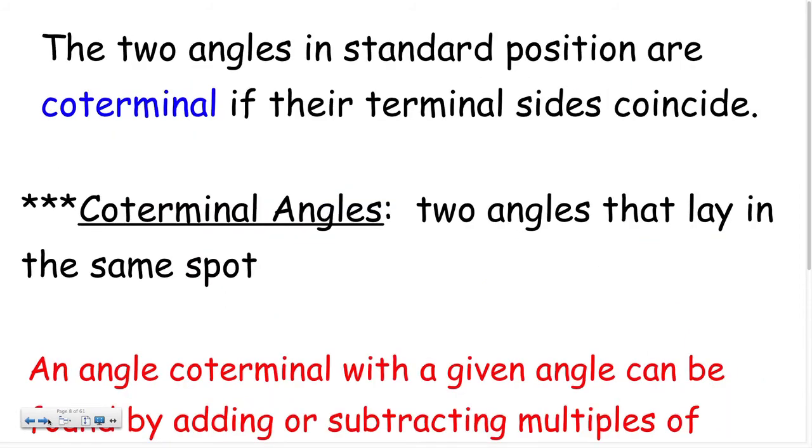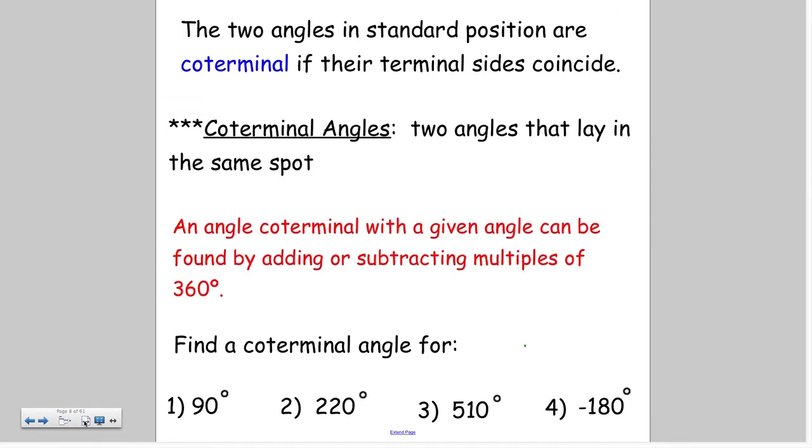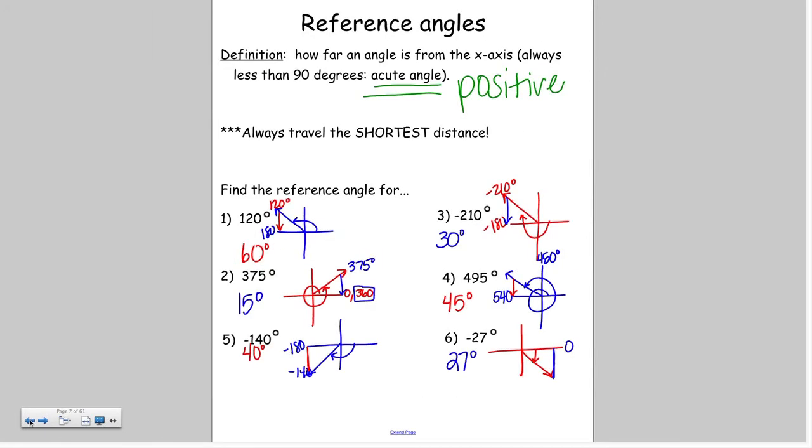Okay. The next thing, we're talking about coterminal angles. We just looked at some coterminal angles because all that means is that they lie in the same spot. The angles are in the exact same spot. So an angle coterminal with a given angle can be found by just adding or subtracting 360 degrees. When we were finding those reference angles, in number 2, we had to go around a complete time. So 0 and 360 lie in the exact same spot because it's one complete circle. So 0 degrees and 360 degrees are in the same spot. So 0 and 360 are coterminal.